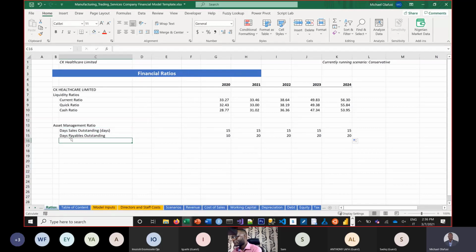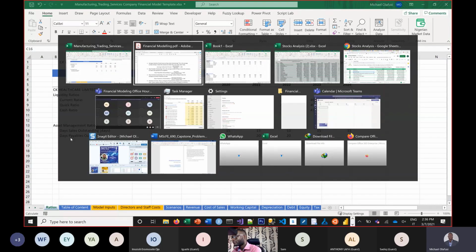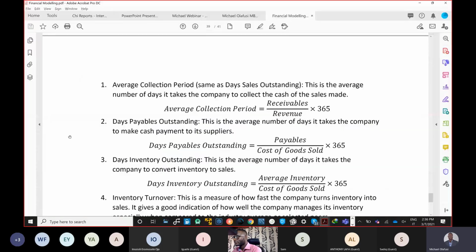Okay, so I'm going to move on to the next one. The next one in the asset management ratios is, let's see, I hope you can see my screen.